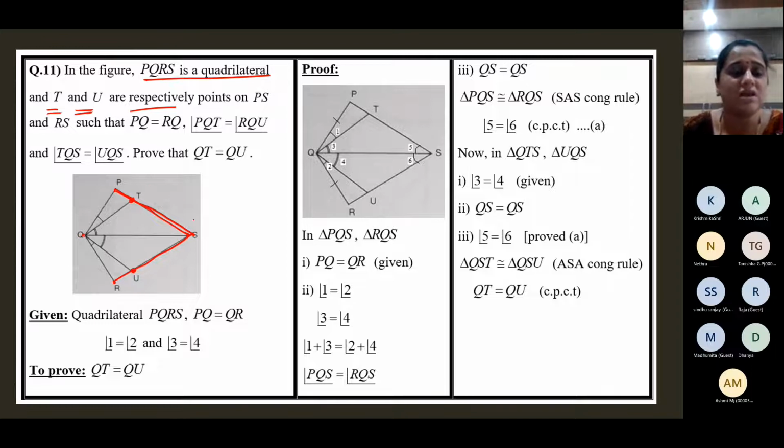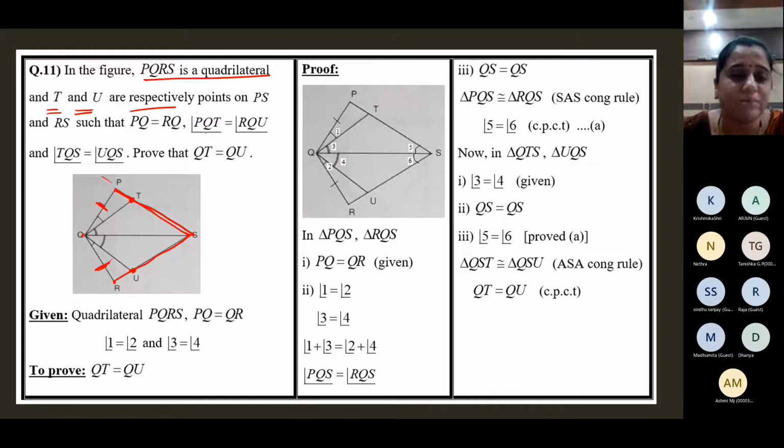PS and RS are the sides of the quadrilateral PQRS, such that PQ is equal to RQ. See here, PQ is equal to RQ. That is given to us. So in this quadrilateral, these two sides are equal. And T is any point on PS, U is also any point on SR.